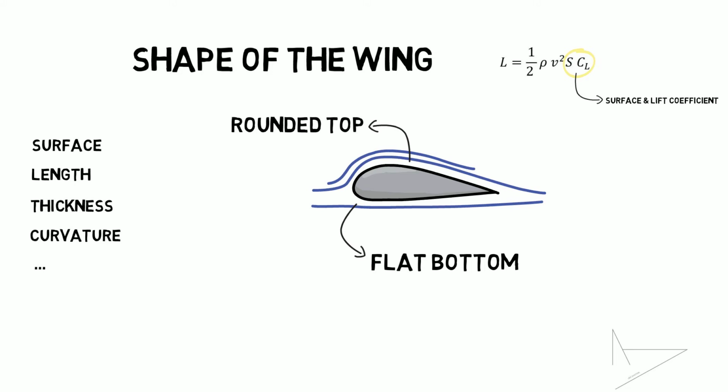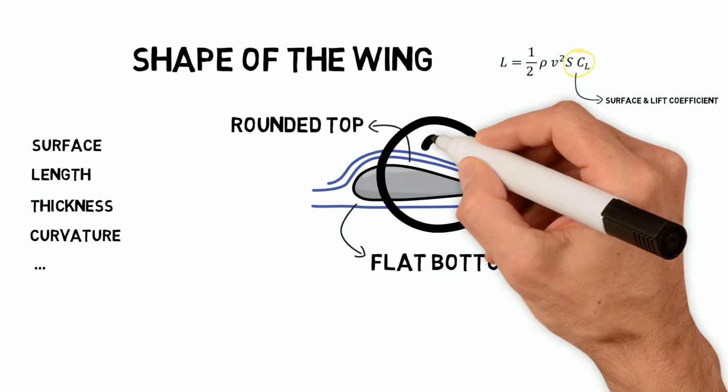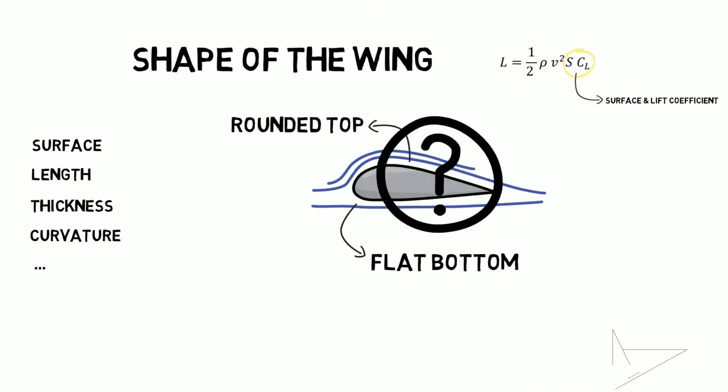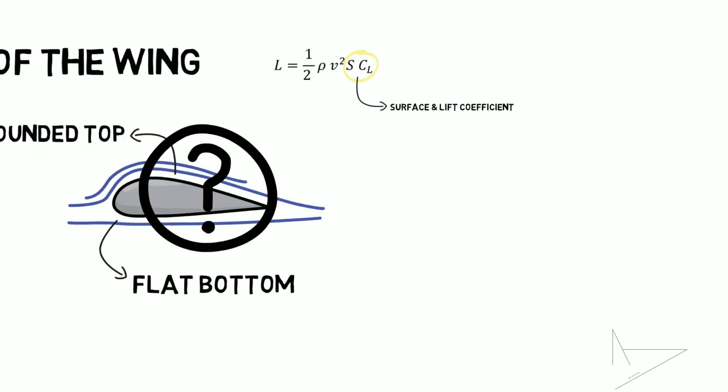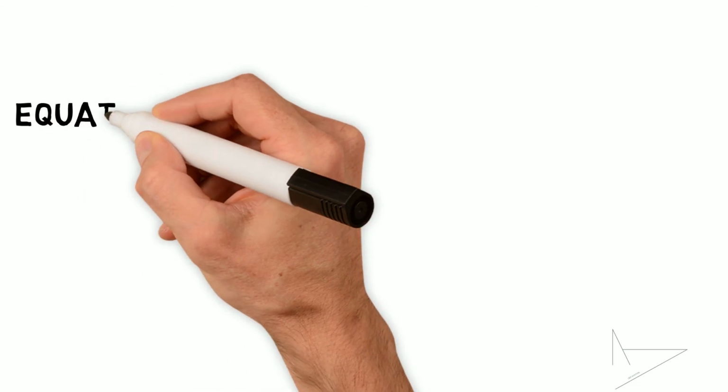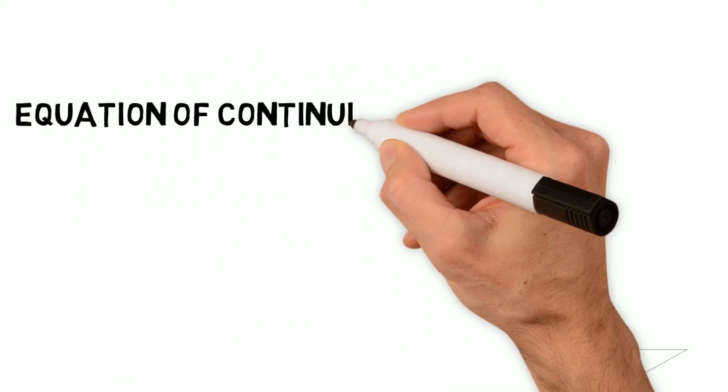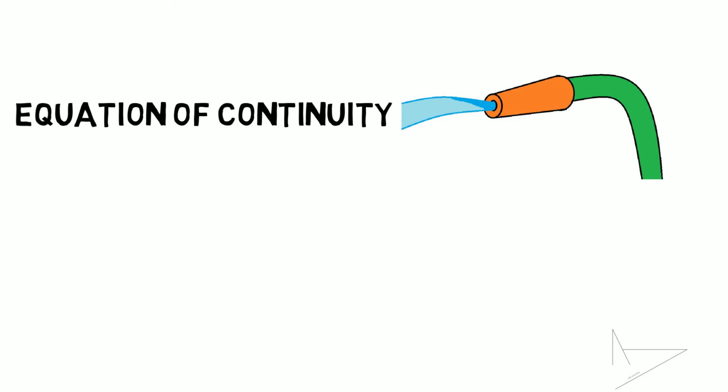But what's so special about this particular shape? To understand that, we have to talk about something else first: the equation of continuity and Bernoulli's theorem. We have all experienced the equation of continuity when we use a water hose. If you tighten the nozzle, the water will flow faster.